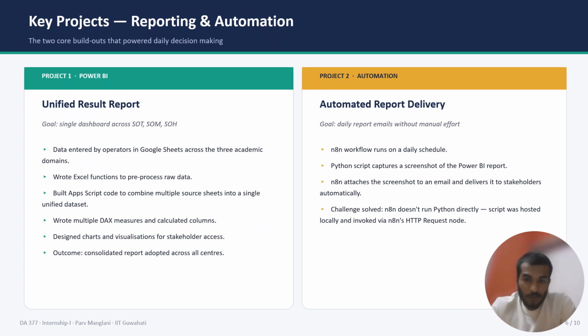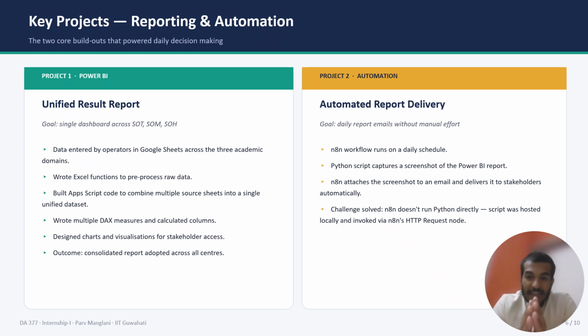After that, project 2, on the right, was automated report delivery. Once the report existed, the next problem was that stakeholders still had to remember to open it. So I built an automation that runs every morning. An n8n workflow triggers on schedule and calls a Python script that takes a screenshot of the live Power BI report. Then n8n attaches that screenshot to an email and sends it to the stakeholders automatically.